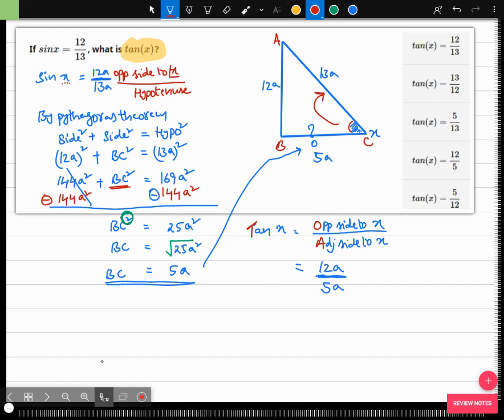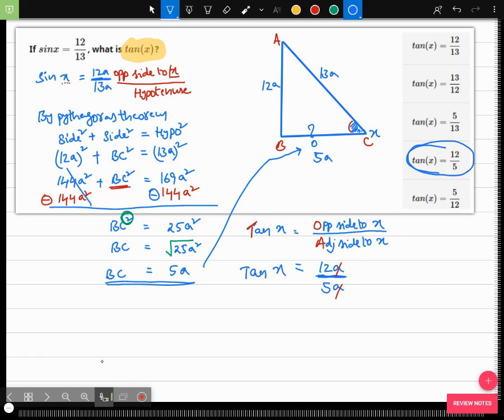Can I take this one as adjacent side? The answer is no, because already we named this one as hypotenuse. The side opposite to 90 degrees is hypotenuse. Therefore, adjacent side means we take this one, which is 5a, and this value goes to the denominator. So 12a over 5a, you may strike out these, so you are left with 12 over 5. Then that's the value of tan x, 12 over 5.